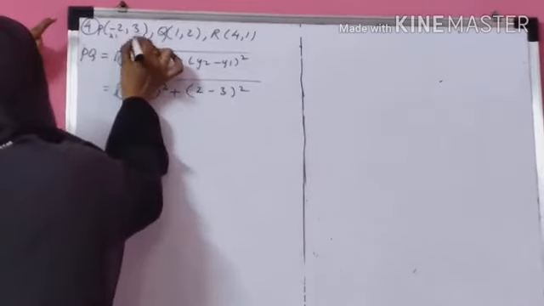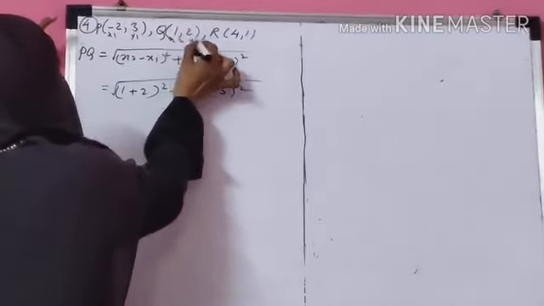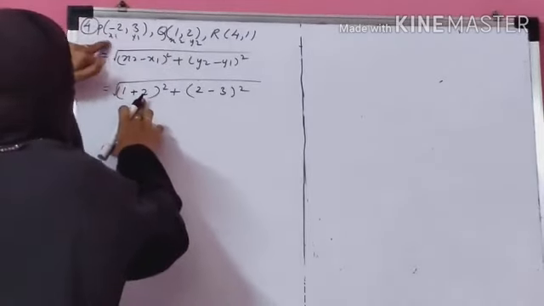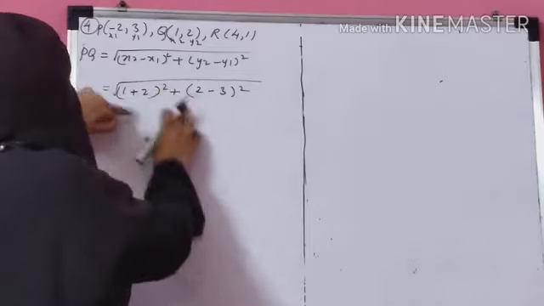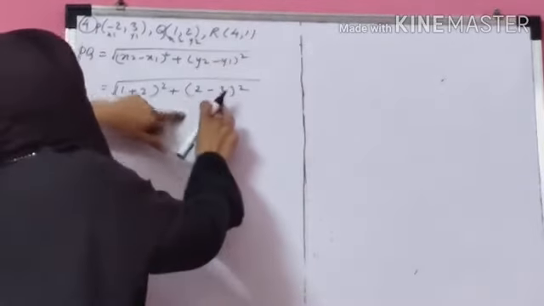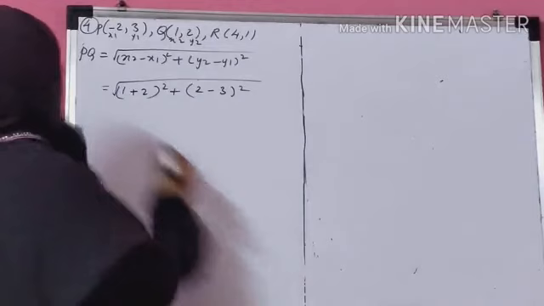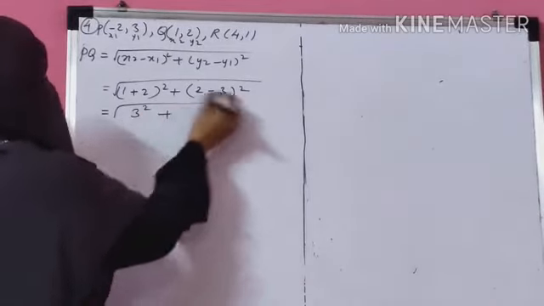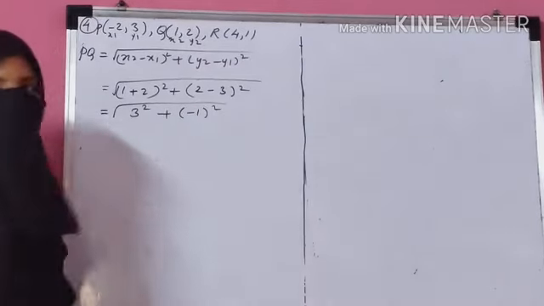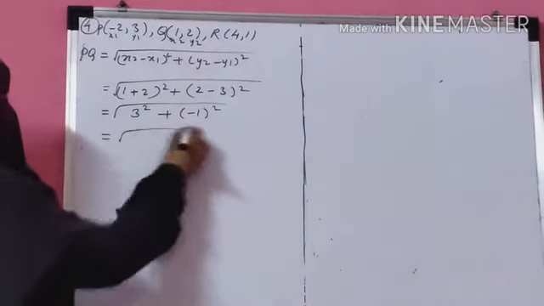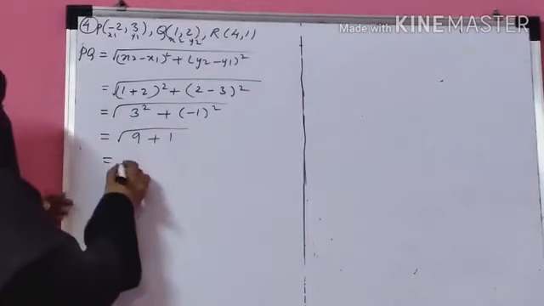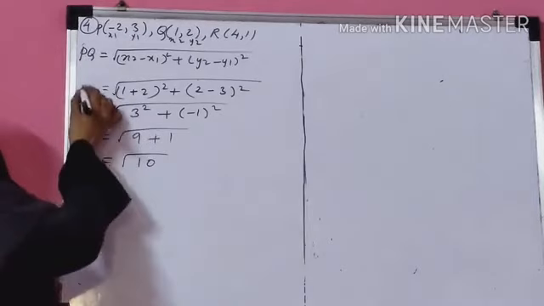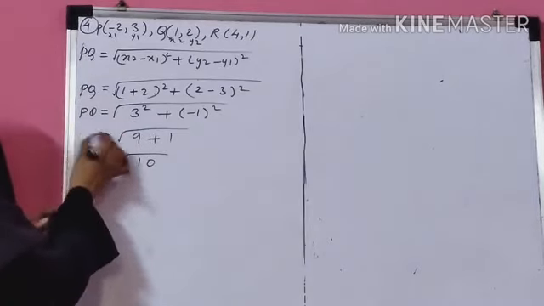Now next step, 1 plus 2 is 3 square plus 2 minus 3 is minus 1 square. 3 square is 9, minus 1 square is 1, so 9 plus 1 is root 10. Yes, this is the distance between points PQ.